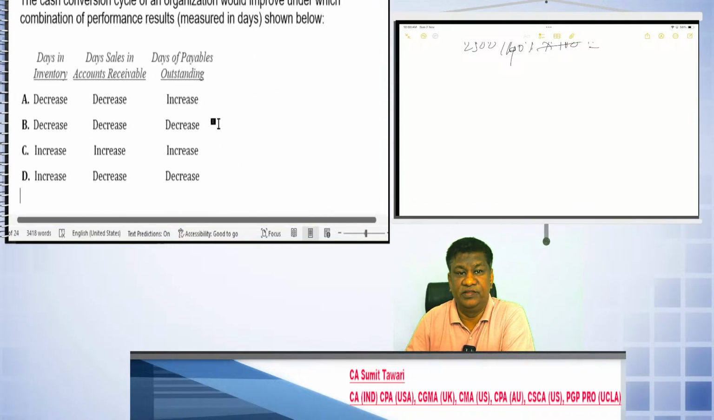Question number 37. As I told already, A, decrease, and increase. Increase, correct.